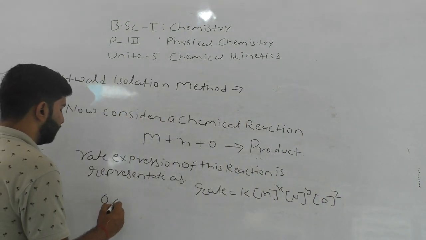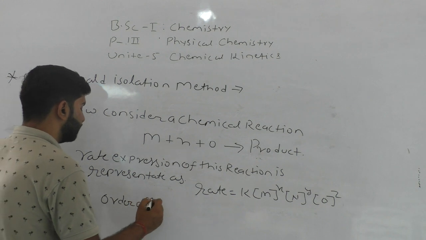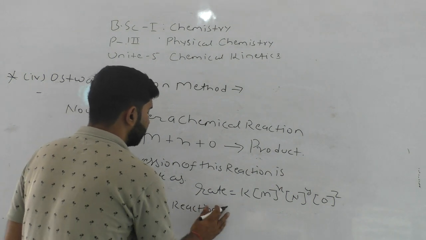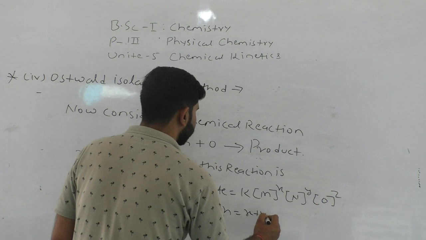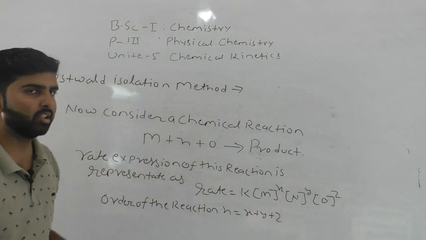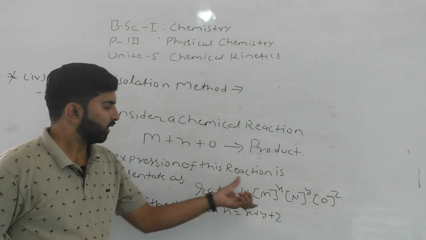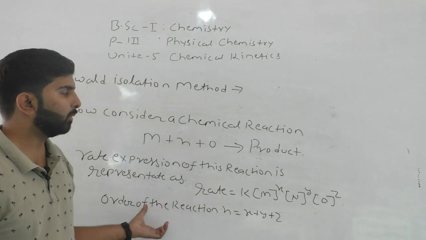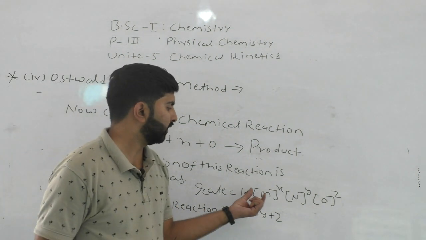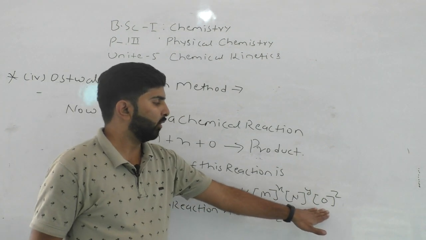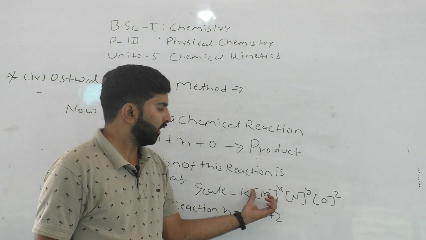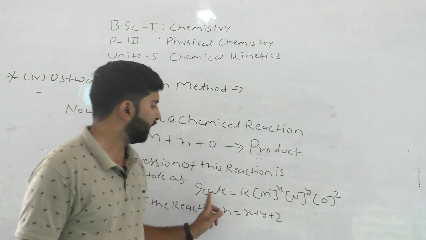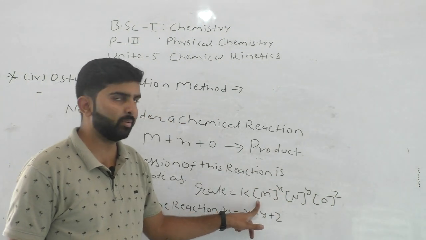So the order of the reaction equals x plus y plus z. It is the overall rate expression. The power of the concentration terms is called the order of the reaction. So in this method, first we take N and O in excess amount and M in a finite amount. So the rate of the reaction only depends upon the concentration of M.